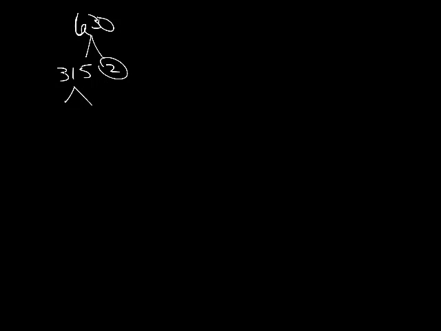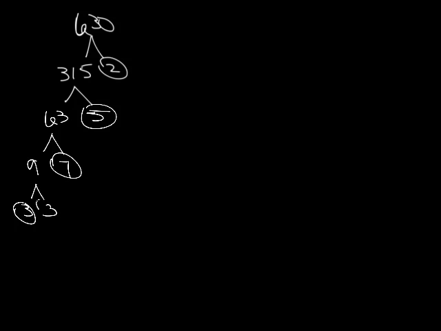And let's see how many times it does that. Okay, 63 times 5. Is 63 a prime number? No. Is 5? Yes, so I'll circle it. Because 63, 9, and 7 go into it. Is 9 prime? No. Is 7? Yes. 9 breaks down to 3 and 3, and both of those are prime.